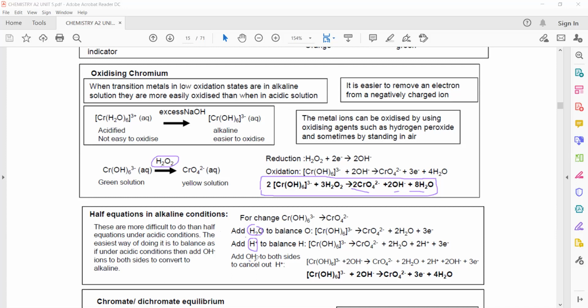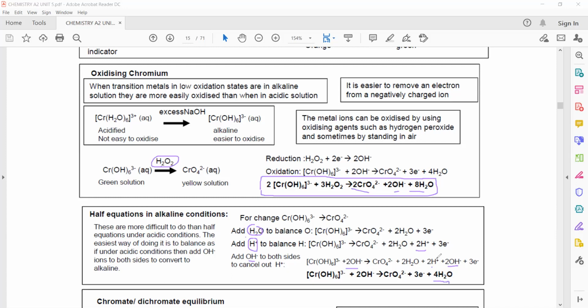So add OH both sides. How many OH will we add both sides? To cancel out hydrogen. I should add 2 OH both sides. So on the left hand side and the right hand side, I added 2 OH. And H plus and OH minus will give water. So this will give 2 water. Already 2 water molecules are there. That's why it is 4 water molecules.